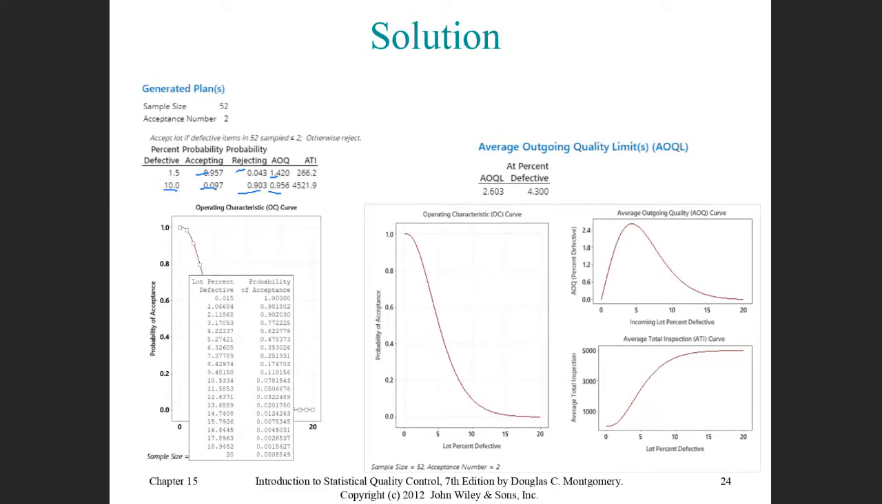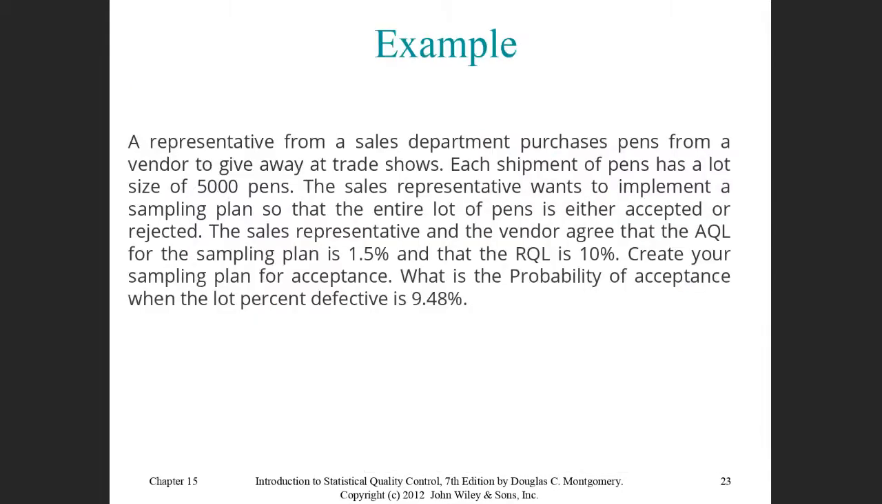What other information can we find? The figures here are already generated by Minitab, and in this case, we need to read those figures based on the question, which asks you to generate the sampling plan for acceptance, and that is done already when you did the analysis and the figures.